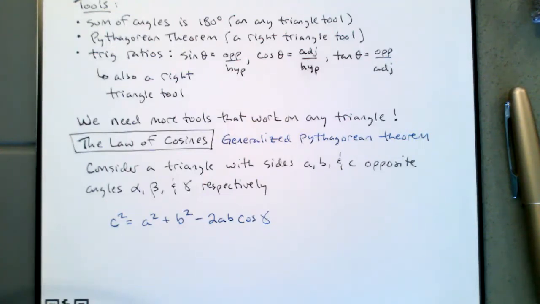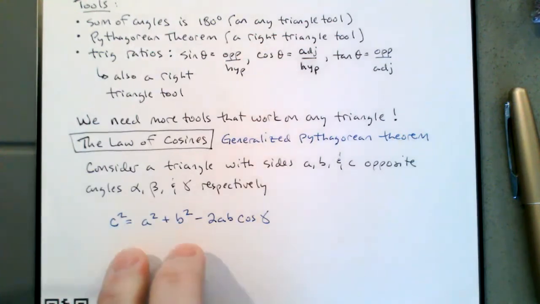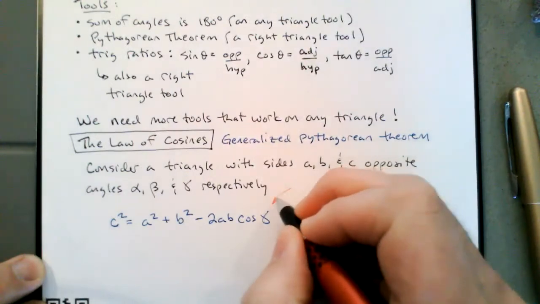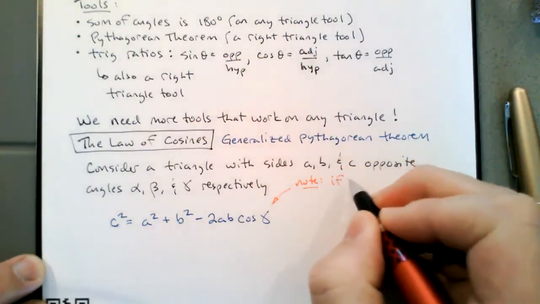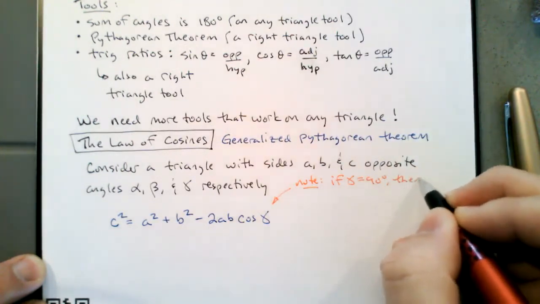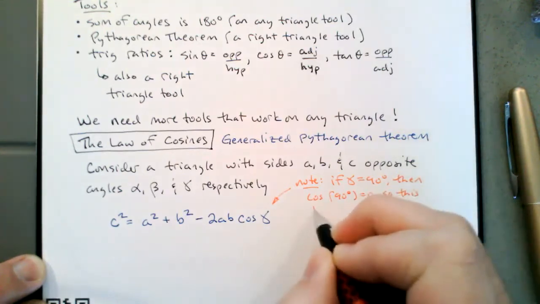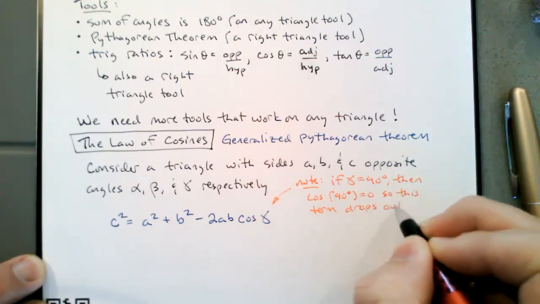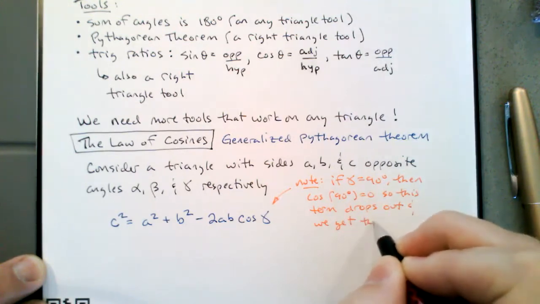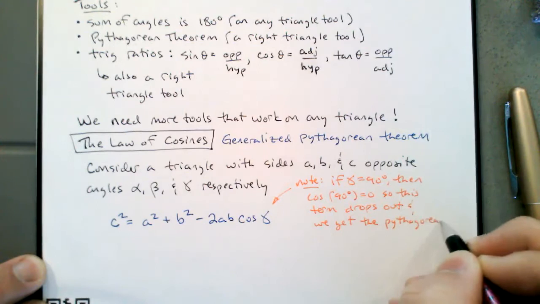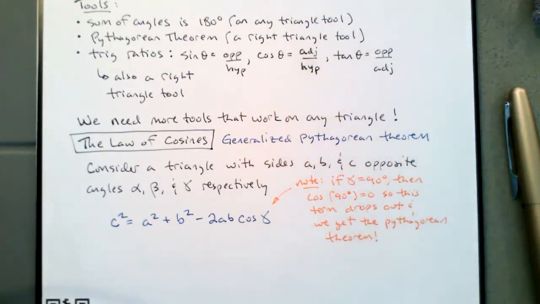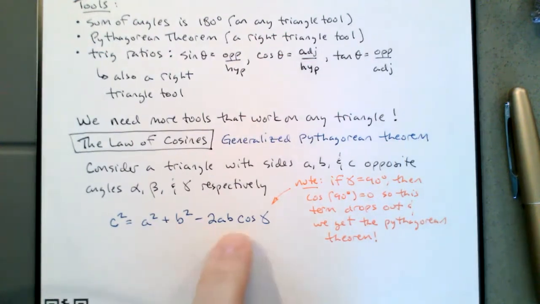Notice that if gamma is 90 degrees, then the cosine of 90 is equal to 0, and so this term drops out, and we get the Pythagorean theorem. So that's super cool. It's the Pythagorean theorem for non-right triangles. And all we need is this extra term, minus 2ab cosine of gamma.